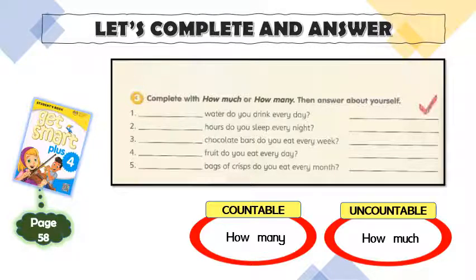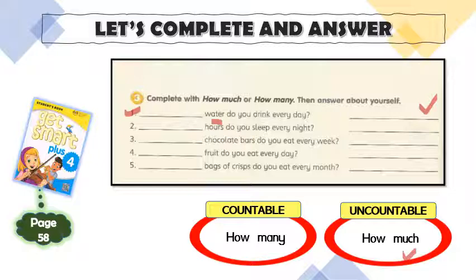Answer about yourself. Just now you have written how many and how much. Look at number 1. Water. Can you count the water? No, so it's uncountable. So your answer should be how much. Let's read. How much water do you drink every day? Setiap hari, berapa banyak air kita minum?